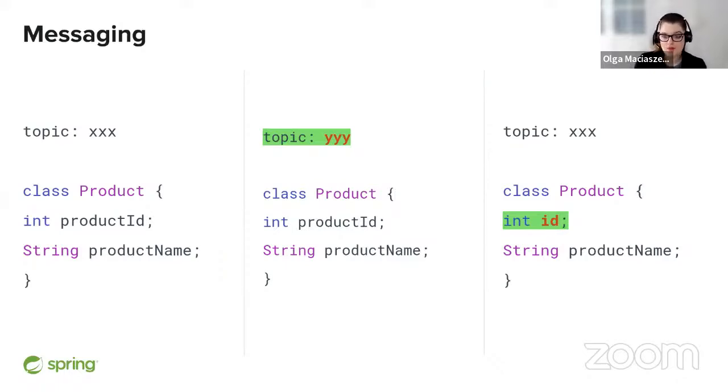And also, when we serialize and deserialize the data, for example, in our stubbed communication, we can be using a class that has a field ID, while in reality, the other application puts a field product ID to create that message. And everything will fail if we rely on these stubs.